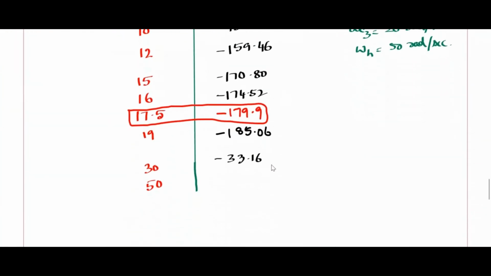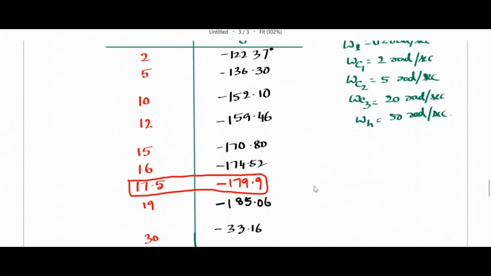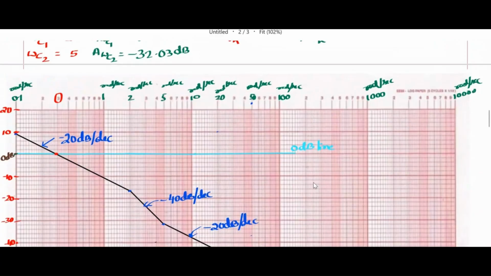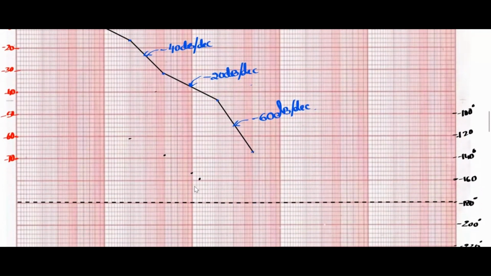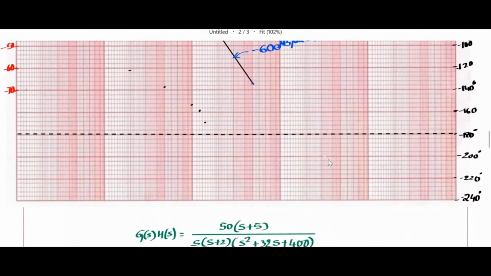And then I have at 15 radians per second minus 170.80. So what angle is it? Minus 170.80. 15 is the fifth line from here. So this is 15, and 170 is 164, 168, 170, somewhere here. So this is the point. Okay. Similarly, we have at 16 minus 174.52. So this is 16, and 174.52 is about here.